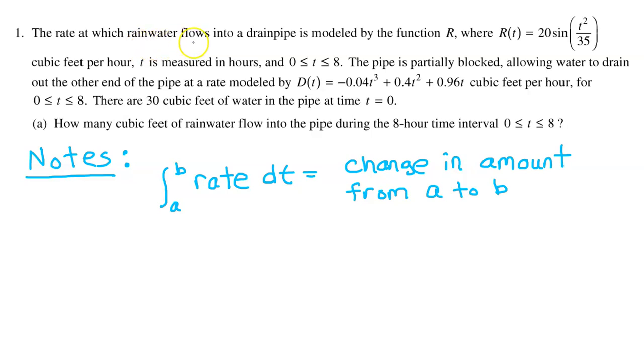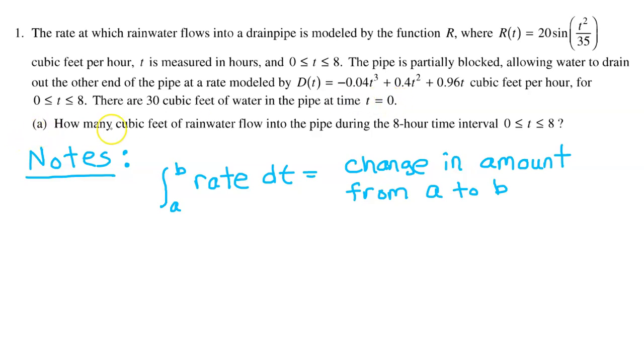The rate at which rainwater flows into a drain pipe is modeled by the function r, where r of t is equal to 20 times the sine of t squared over 35 cubic feet per hour. t is measured in hours, from 0 to 8. The pipe is partially blocked, allowing water to drain out of the other end of the pipe at a rate modeled by d of t equaling this expression, in cubic feet per hour, for the time from 0 to 8. There are 30 cubic feet of water in the pipe at time t equals 0.